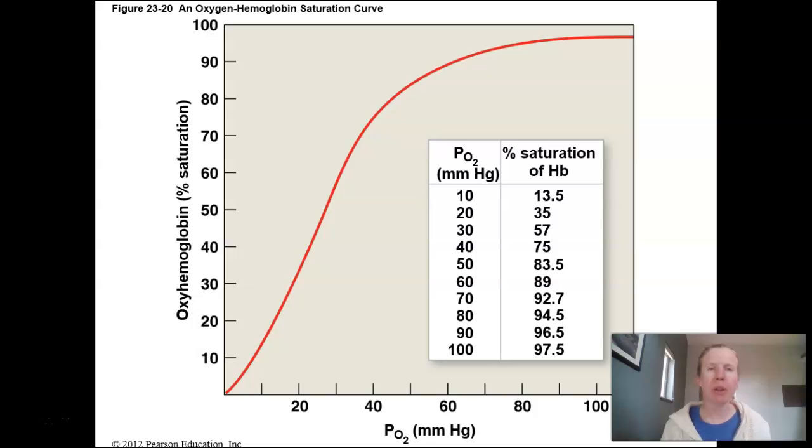And so when hemoglobin binds oxygen, we call it oxyhemoglobin. Sometimes you'll see it with an Hb for hemoglobin, HbO2, right?